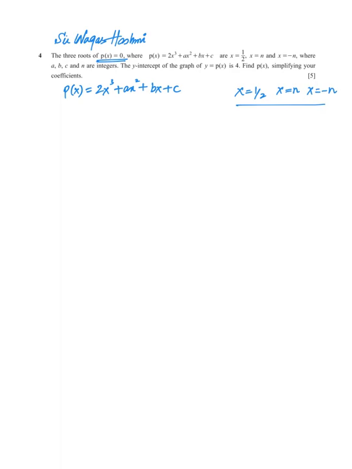All right. So let's start with the given conditions. We know that x equals 1 upon 2, x equals n, and x equals minus n. If you shift 1 upon 2 to the left side, that will be x minus 1 upon 2 equals 0.